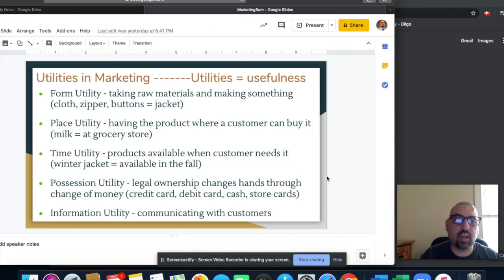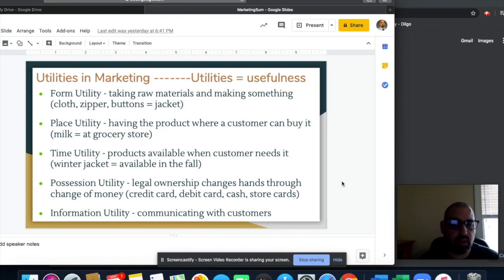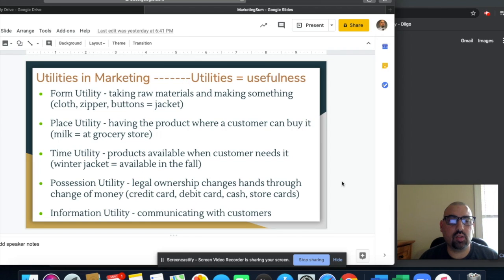Possession utility is our next one. This is legal ownership that changes hands through change of money. So when I go in to buy something, I can use my Apple Pay, I can use in-store credit if I've got a card for that store, I can use cash, write a check for some places, debit card, credit card, all those types of things. So possession utility is really satisfied with the change of money, the change of ownership. Something is not mine until I pay for it. So that's what happens with possession utility.